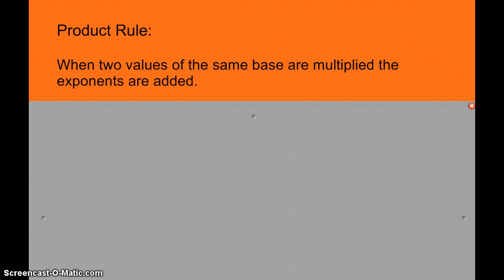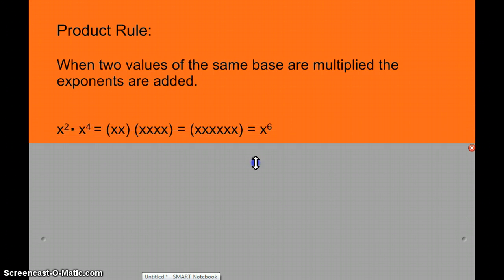And our first rule is going to be our product rule. Our product rule says when two values of the same base are multiplied, the exponents are added. So we're going to do some basic calculation here where we're looking at a situation such as this: x squared times x to the fourth. You recognize the bases are the same. Both values are based in x. And so we have x to the second, x to the fourth.